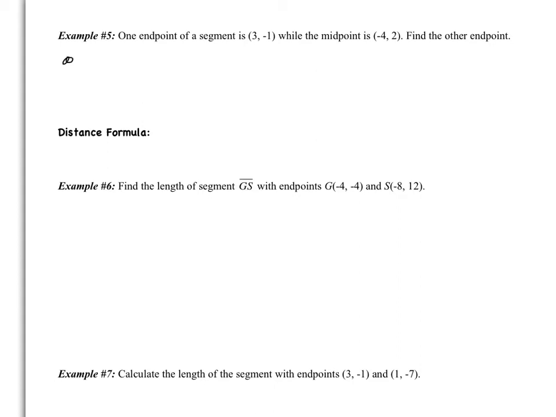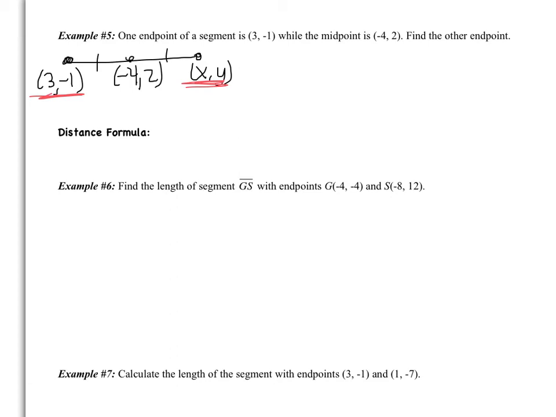So I'm going to draw us a picture. One endpoint is 3, -1. The midpoint is -4, 2. Find the other endpoint. Okay, so this is a midpoint, so I'm going to put the tick marks. So I'm looking for this point over here, which is x, y. Given that I have an endpoint and a midpoint. Remember that to find a midpoint, you have to take the average of the endpoints. You add them and divide by 2. Remember that these are our two endpoints.